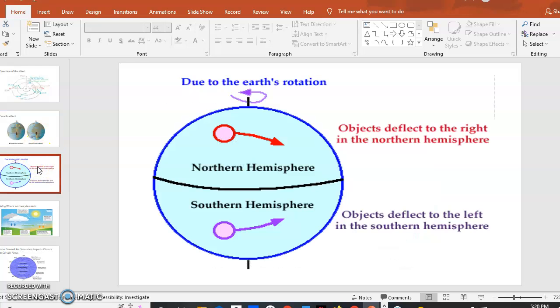You can also see it illustrated in this picture. You can see in the northern hemisphere, objects deflect to the right, and then in the southern hemisphere, objects are blown towards the left.